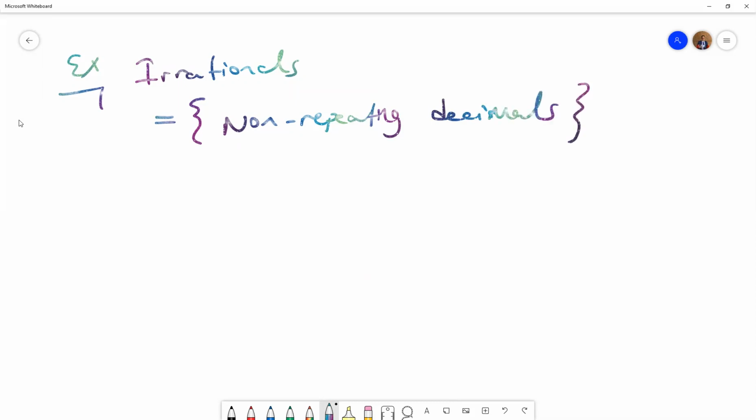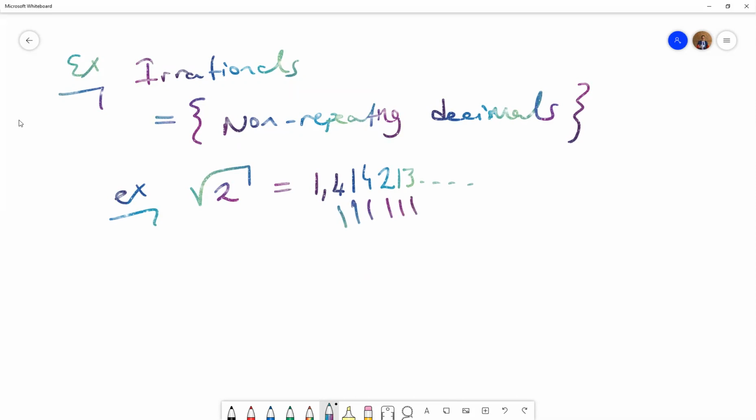Let's solve this one and understand. These are such as square root of 2. You know that this is like that. I find it from a calculator, and it goes like that. It changes. Nothing repeats. So it is non-repeating decimals. Also, we have the number pi. So it is 3.14159, and it changes also. This is also non-repeating decimals. Yeah, repeating and non-repeating decimals are like that.